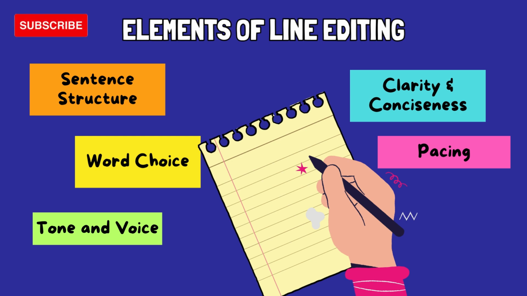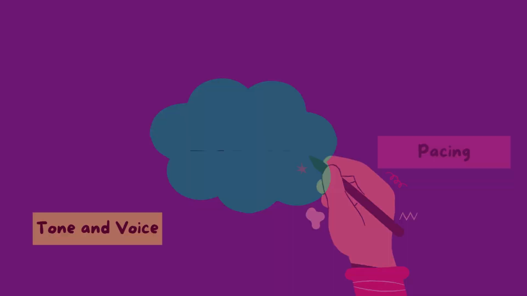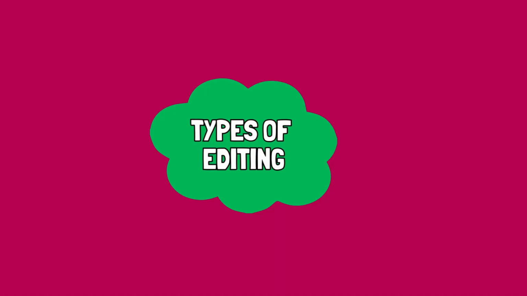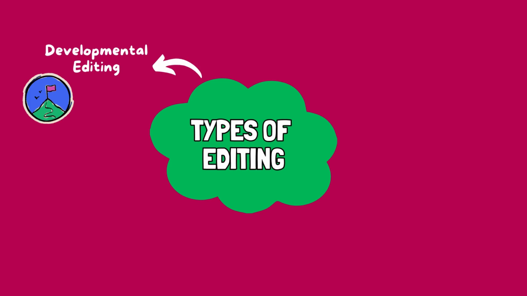Overall, line editing involves a close, line-by-line review to refine the language and style, making the writing more compelling and effective. There are several types of editing, each focusing on different aspects of the writing process to improve the overall quality of a document, including developmental editing, which focuses on the big picture elements like structure, content, and coherence to guide the overall development of the manuscript.